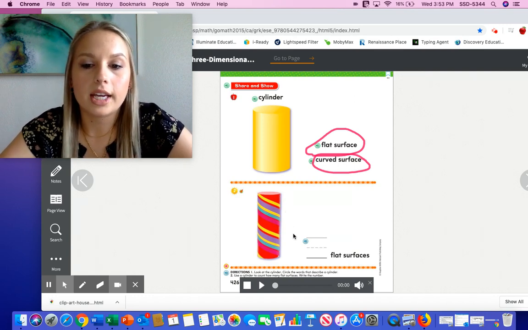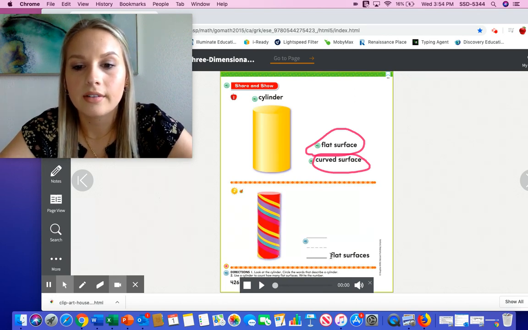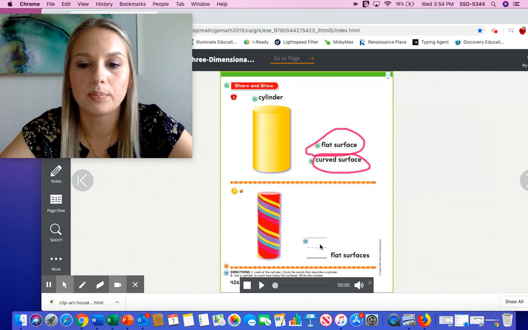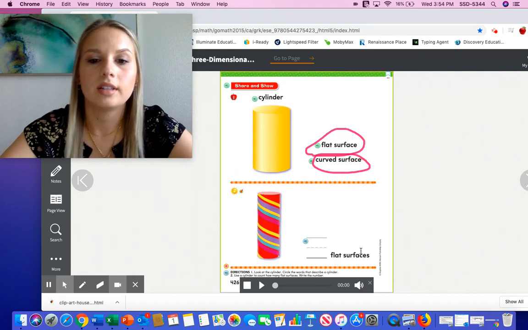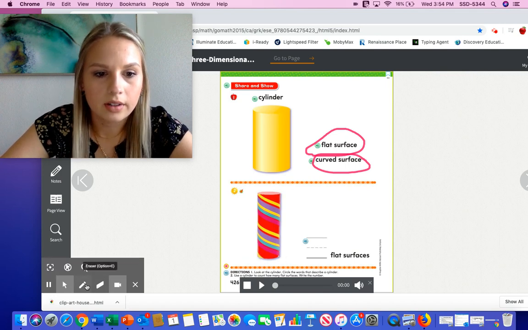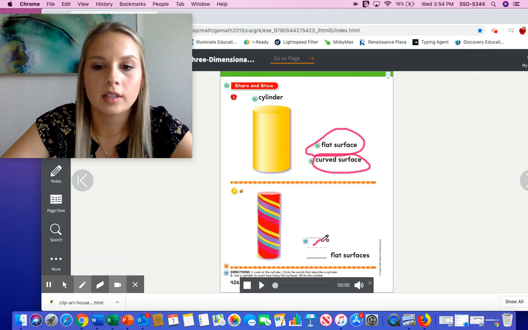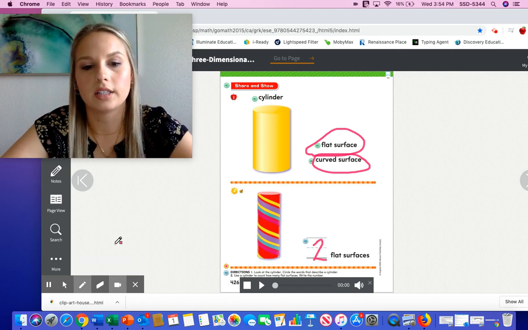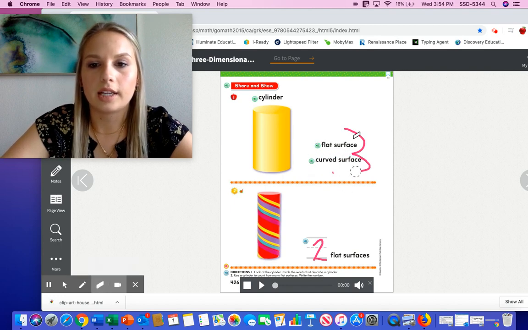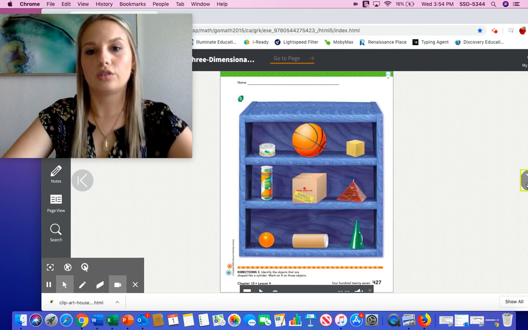Okay, when you're looking at your cylinder, we need to find how many flat surfaces. Blank flat surfaces. We need to put a number here. So how many flat surfaces? Well, let's look. I see 1 up here and 1 down here. So we know a cylinder has 2 flat surfaces. Great job. Okay, go ahead and keep your work. I need to erase mine. Take your Post-it. We're going to move on to the next page.